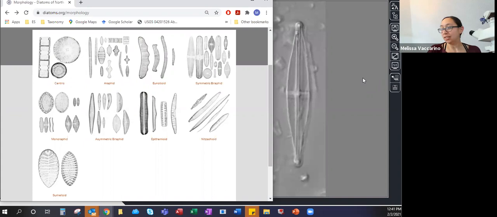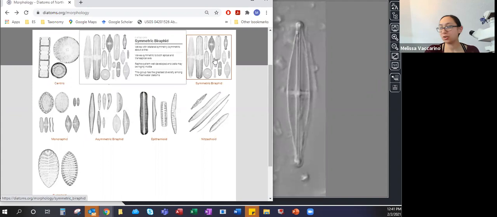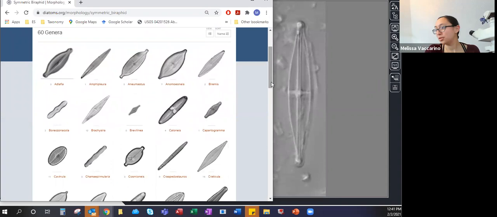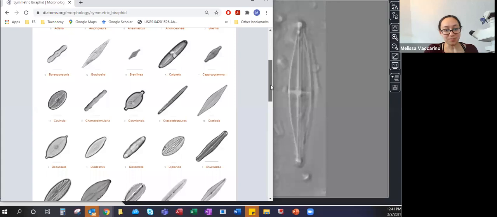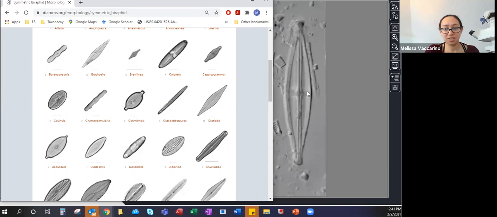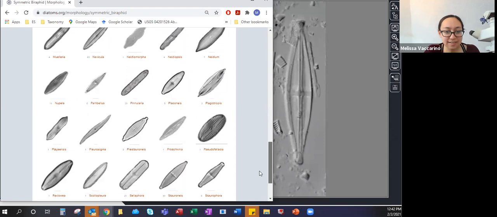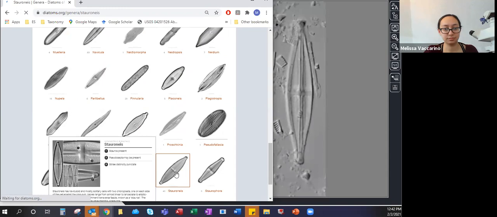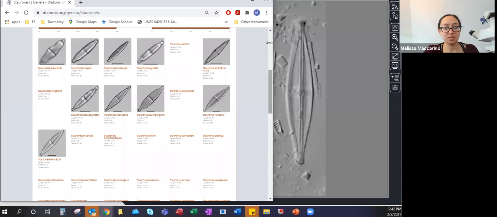Okay, so you would pick symmetrical biraphid. Thank you. And so if you're in the know, like Leela, you would see this stauros here, which is the clearing in the central area. And so you would look for that on the Diatoms webpage. And then you could choose the species either here or looking in other references.